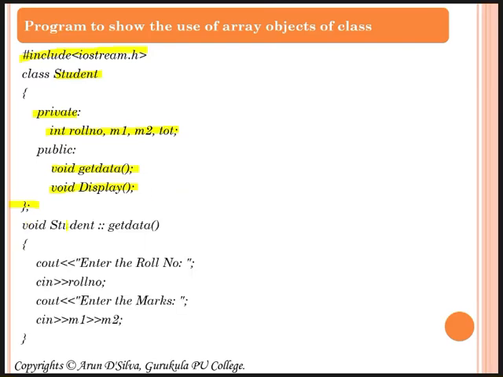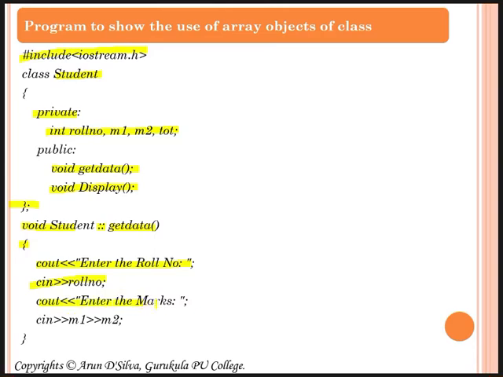Now I've defined both of these functions outside the class definition, this is the way: void student, then scope resolution operator, and then getdata, the name of that member function, and then opened the function body. In the function body I've displayed enter the roll number, and then by using console input I've read it and stored the roll number in the member data.